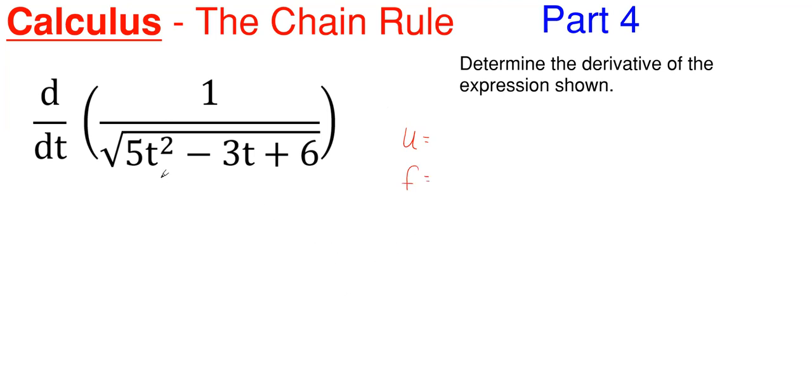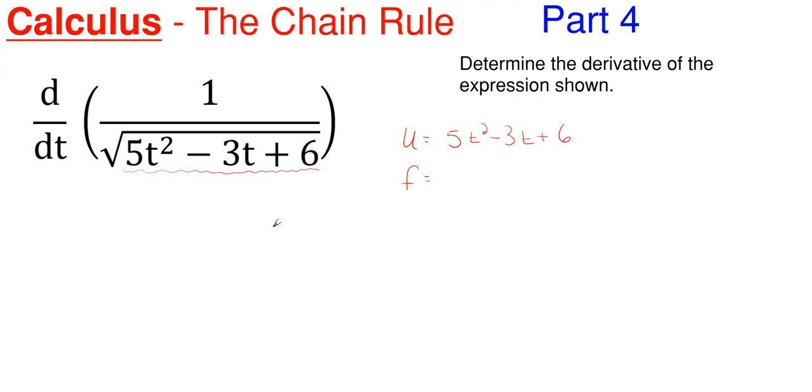Now, u will pretty much be anything that is underneath the square root or anything that is to a power as a whole. So it's a larger expression that is under a square root or to a power. For instance, this whole expression of 5t squared minus 3t plus 6, since it is all under the square root, we are going to set that as our first variable. So this would be 5t squared minus 3t plus 6 is our variable u.